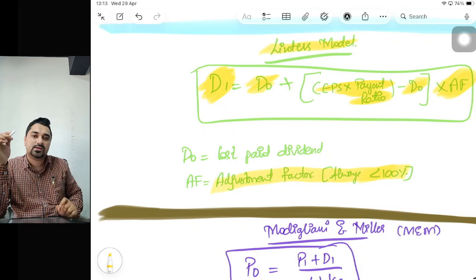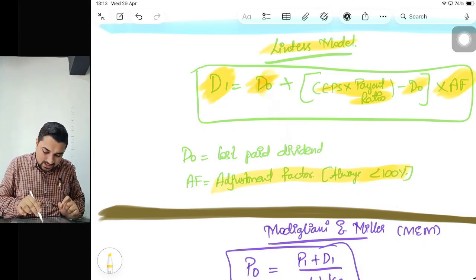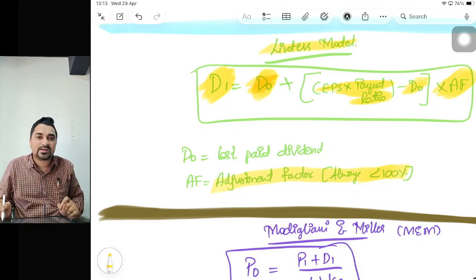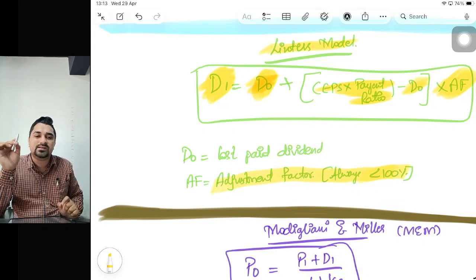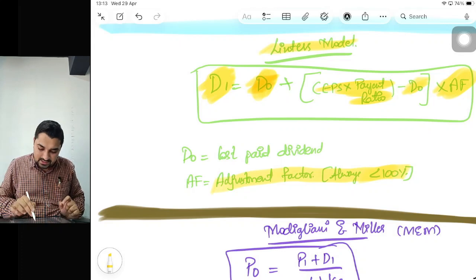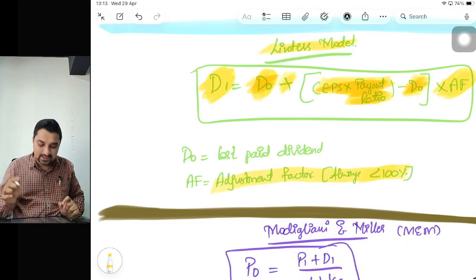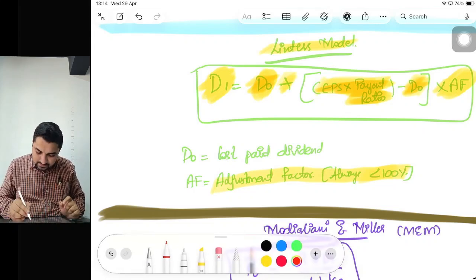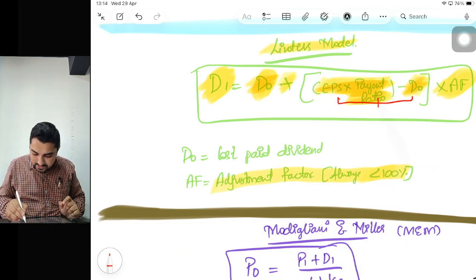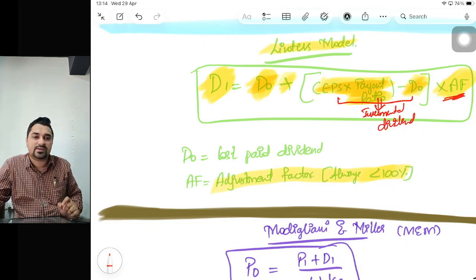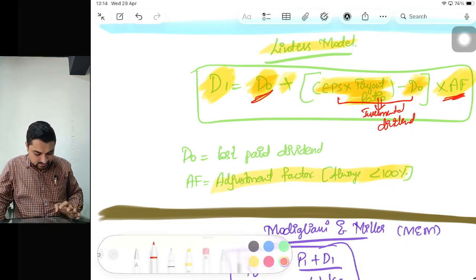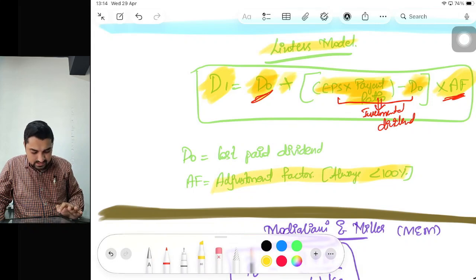So Lintner says your next expected dividend should at least be your previous declared dividend. In addition to that, EPS into target payout ratio minus D0 is nothing but the incremental dividend, or the marginal dividend. The extra dividend that you are going to give, he will multiply with AF, the adjustment factor, and then add D0 to get D1. This is the only method where I am calculating D1.